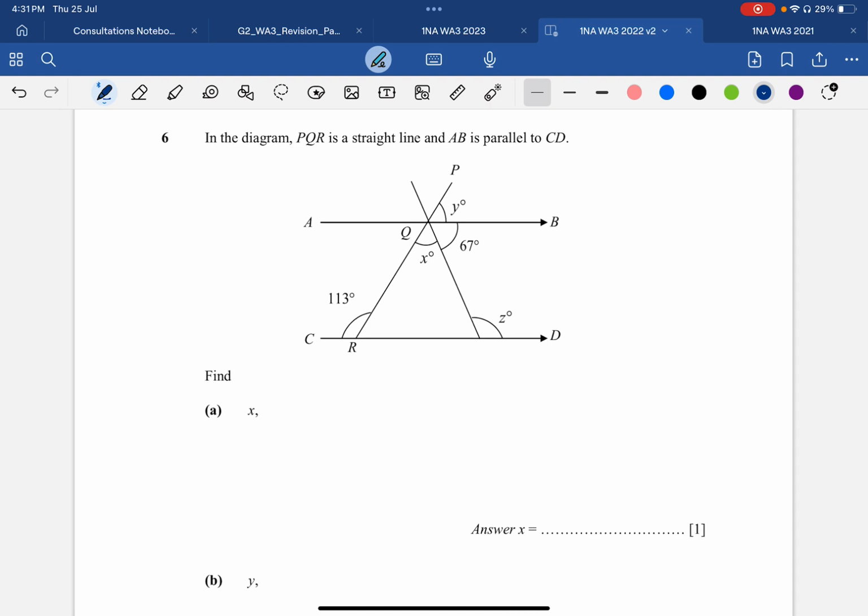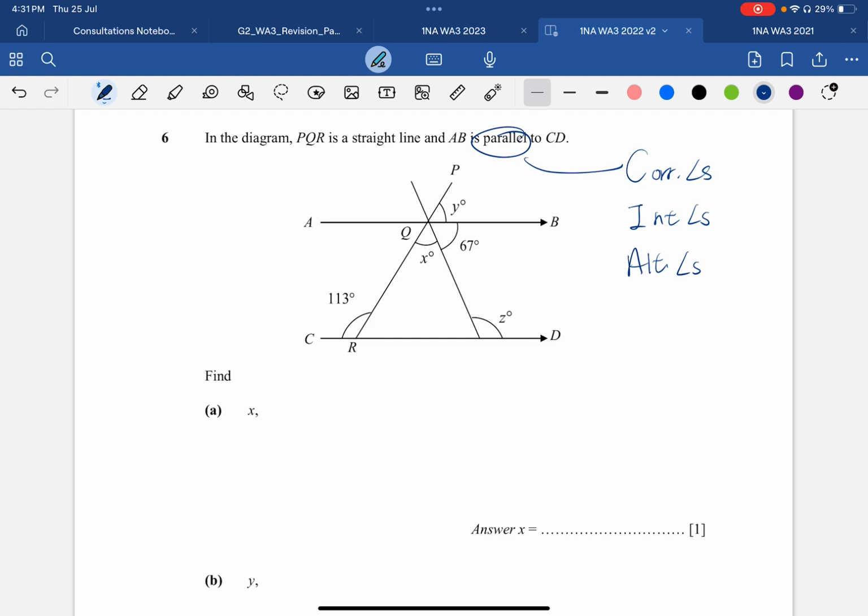Okay, next, question 6, we have PQR being a straight line. AB is parallel to CD. Okay, so when you see parallel lines, you think of C, corresponding angles, I, interior angles, and A, alternate angles. Okay, so as you do the question, you'll be spotting all these angles.